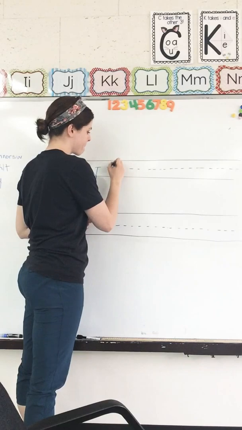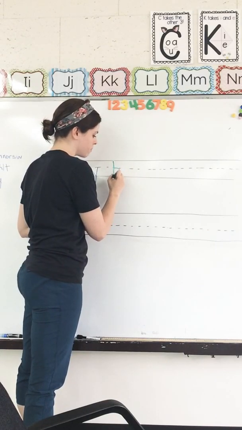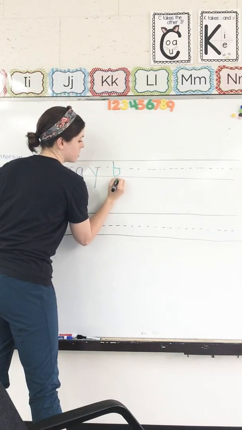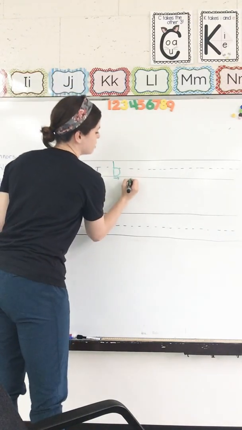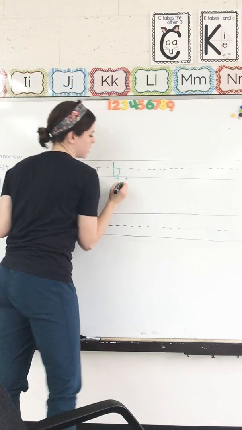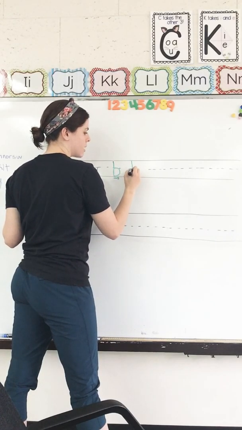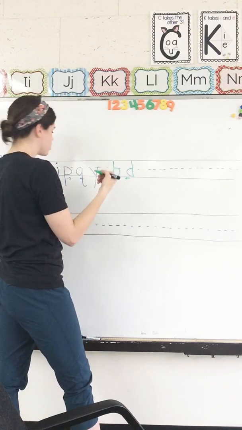Start at the top. Come all the way down. Bring it back up to make your circle. B goes all the way to the top. And it's facing towards your right. Letter D is going to be facing towards the left. You'll start this one at the top and make your circle. Letter B and letter D facing each other.